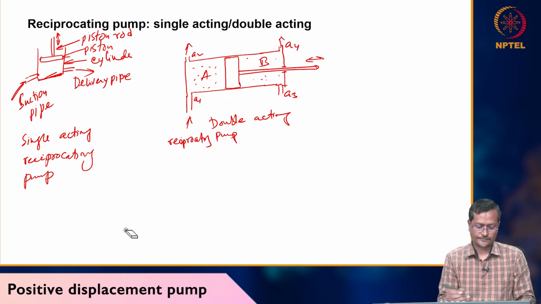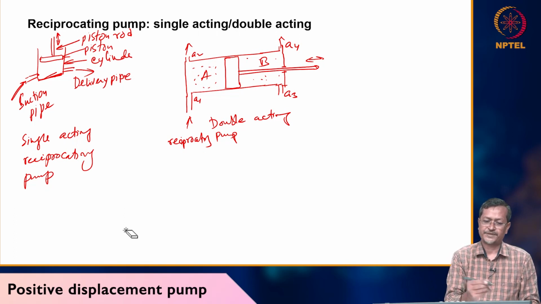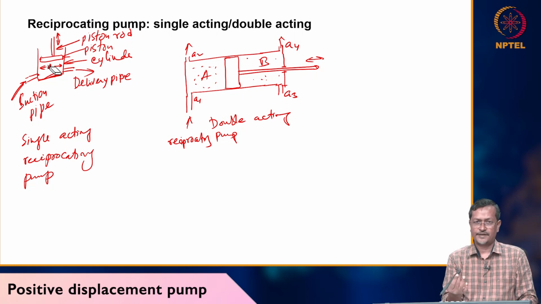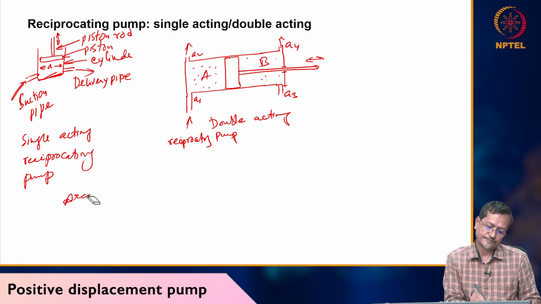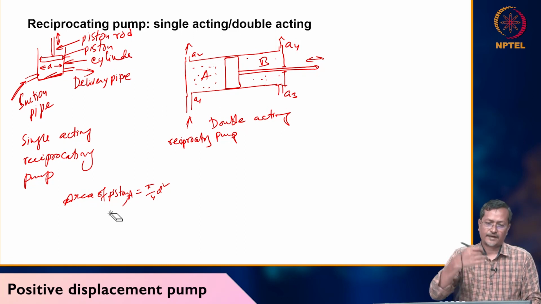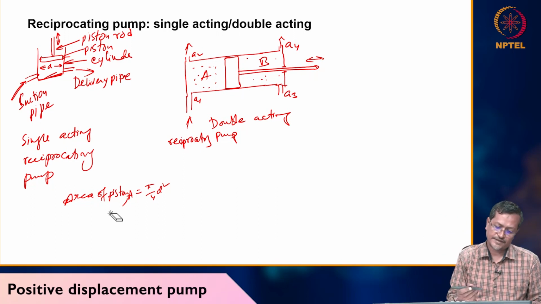So single acting pump, if I have, how much fluid can it deliver? Piston's diameter, let us say diameter D, cylinder diameter D. So in that case, what is the area of the piston? Area of piston equals pi by 4 D square. And how much stroke length? How much from top to bottom is it going? This stroke length is L.